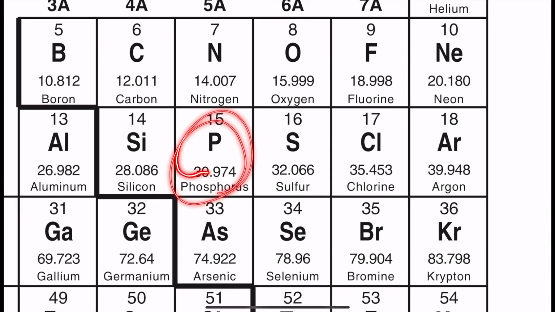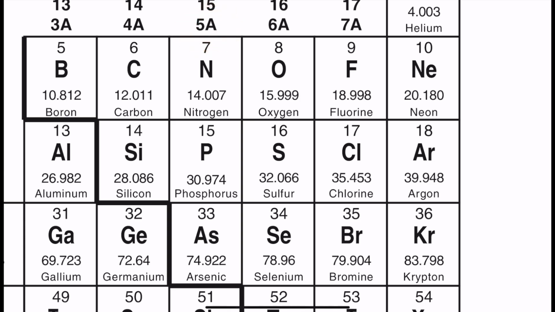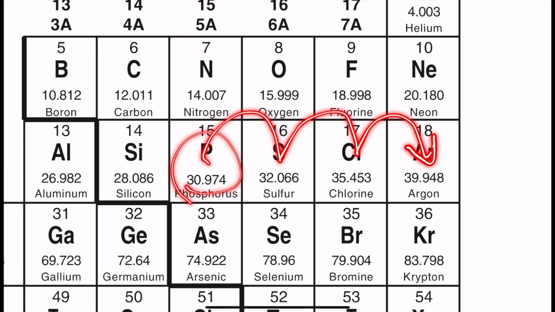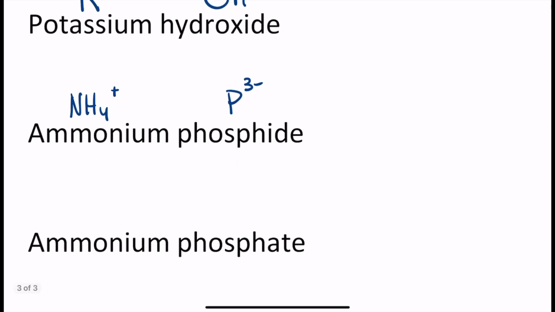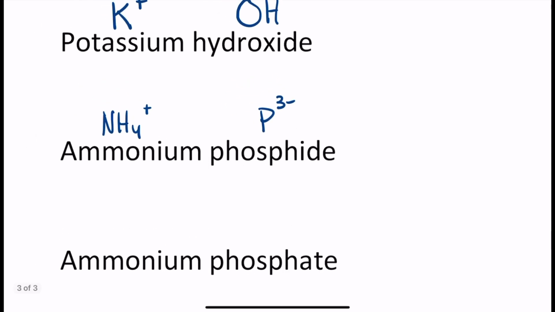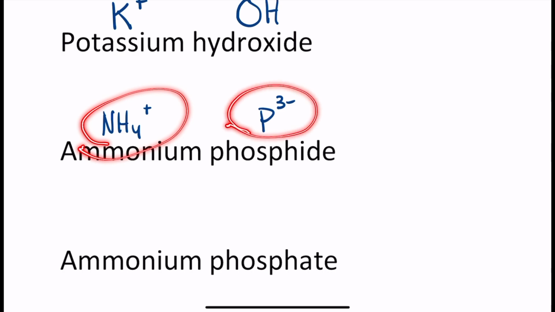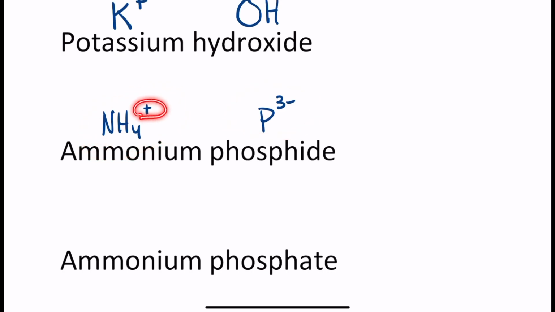That is phosphorus. Phosphorus is in column 5A, so we would gain 3 electrons to get to that charge there. So this is going to be a P with a 3 minus charge. Okay, so you just need to ask yourself, hey, how many ammoniums do I need to cancel out a 3 minus charge? Ammonium has a 1 plus charge, so I'm already thinking, hey, I just need 3 ammoniums to get to this 3 plus charge, which will cancel out a 3 minus charge.